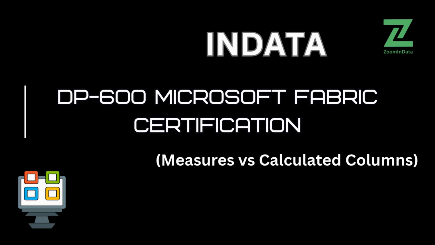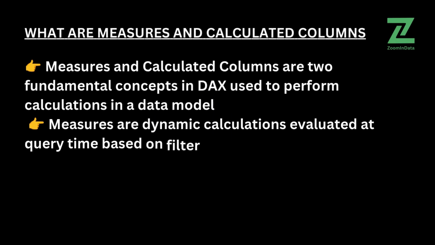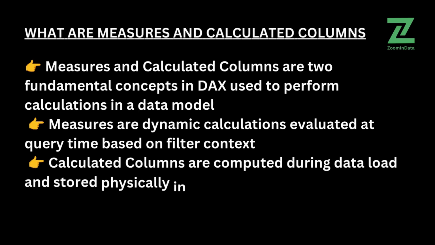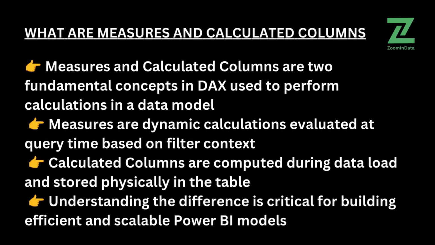Measures and calculated columns are two fundamental concepts in DAX used to perform calculations in a data model. Measures are dynamic calculations that are evaluated at query time based on the filter context. In contrast, calculated columns are computed during data load and stored physically in the table. Understanding the difference between them is critical for building efficient and scalable Power BI models.